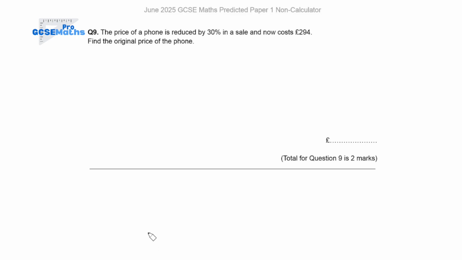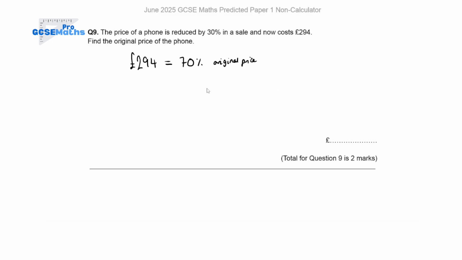Question 9. The price of a phone is reduced by 30% in a sale and now costs £294. Find the original price of the phone. So this is not only just percentages, but this is called reverse percentages because I need to go backwards in time. So I always try and figure out what percentage of the original price the 294 is in this case. If they've reduced the price by 30%, the original is always 100%. So obviously that would be the equivalent of 70% of the original price, isn't it? Think about it that way.